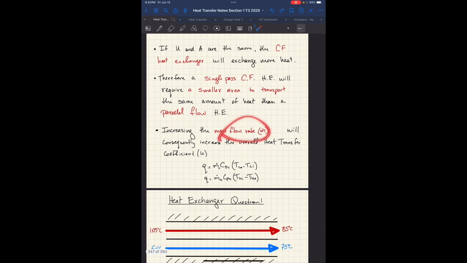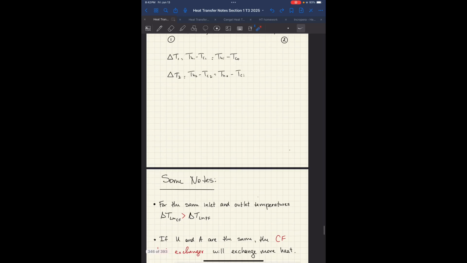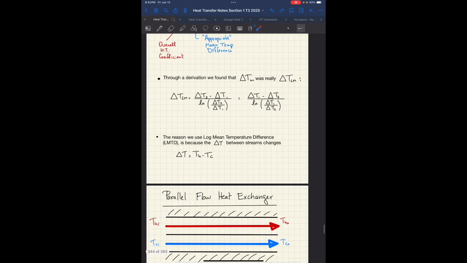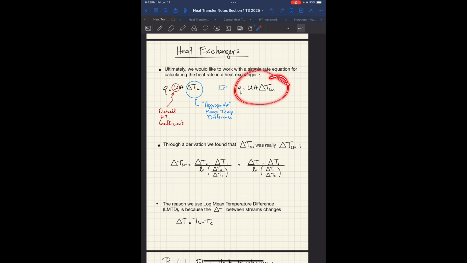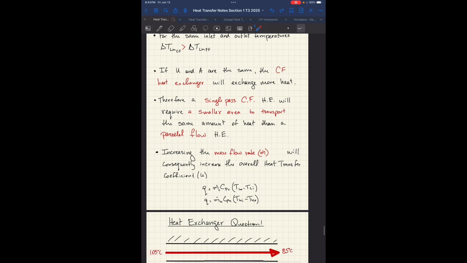Mass flow rate is related to the overall heat transfer coefficient in the sense that if you increase the mass flow rate, you will increase the overall heat transfer coefficient. So the equation with the log mean temperature difference, in other words, UA delta T log mean, is one of the heat exchanger equations. The other two useful ones are the mass flow rate equations, which look something like this. One is for the cold fluid, one is for the hot fluid. All of them are equal to Q, and all those Q's are equal.